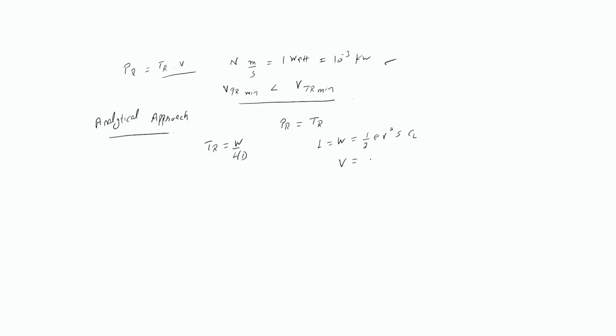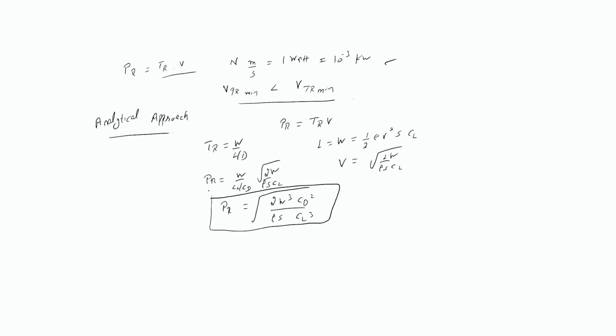So what is the velocity? V equals root of 2W by rho S CL. So power required we can write as W by CL by CD into velocity. The velocity is root of 2W by rho S CL. So power required can be written as root of 2W cube CD square upon rho S CL cube. So this is an equation for power required for lift equals weight.